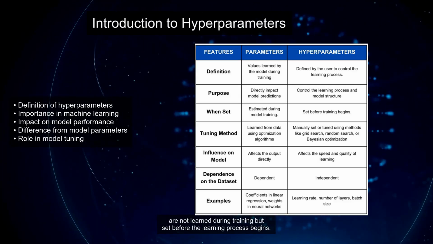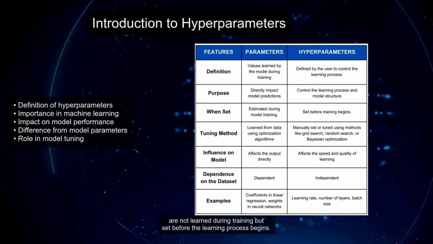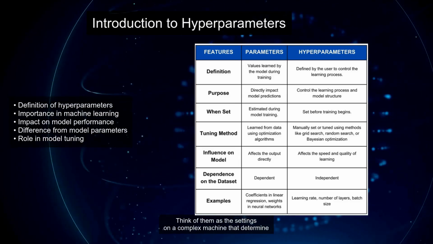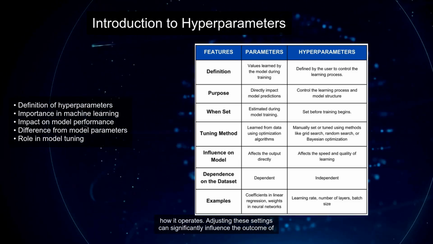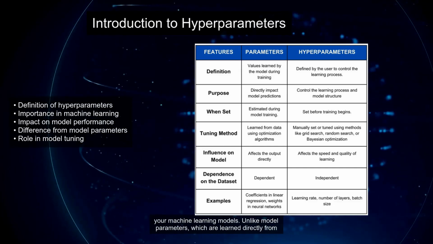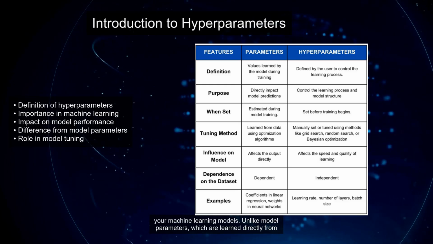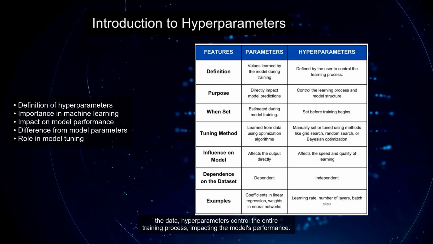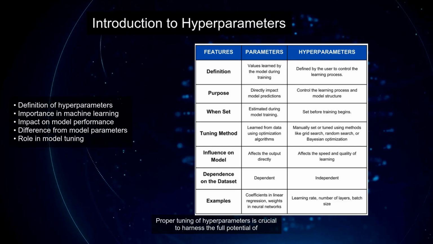These special parameters are not learned during training but set before the learning process begins. Think of them as the settings on a complex machine that determine how it operates. Adjusting these settings can significantly influence the outcome of your machine learning models. Unlike model parameters, which are learned directly from the data, hyperparameters control the entire training process, impacting the model's performance.